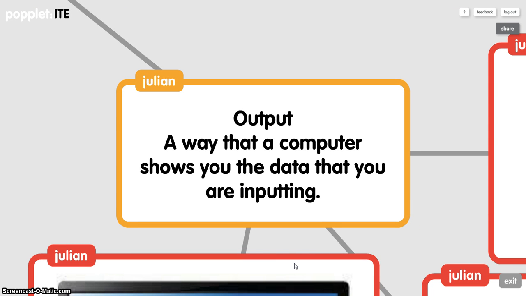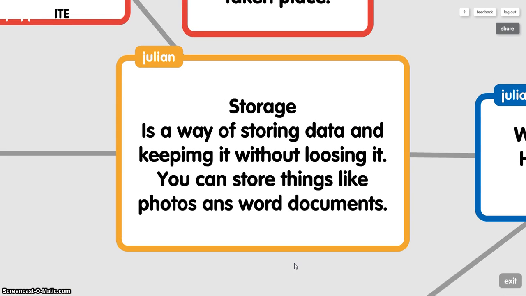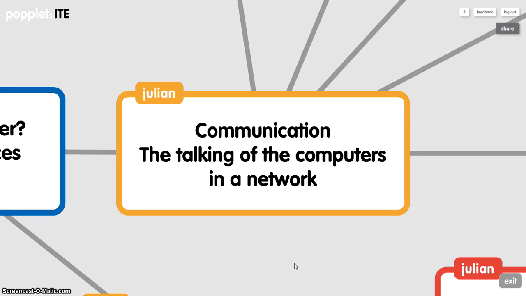Next is the output. And these are devices that allow you to now see the data which has been processed into information so that we can see it, hear it, and even feel it. Once it comes out as output, we want to store it. We want to keep it permanently. So these are devices that we use to store our files and programs permanently. And finally, we want to communicate our files that we have. And this is hardware that is used to connect up to a network or used to email.